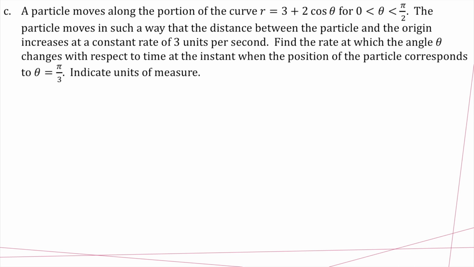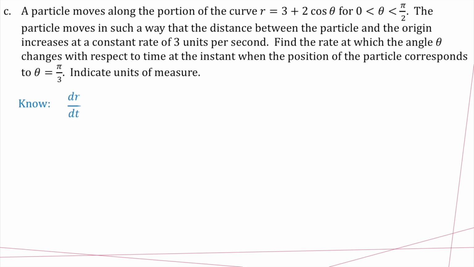Part C. A particle moves along the portion of the curve r equals 3 plus 2 cosine theta between 0 and pi over 2. The particle moves in such a way that the distance between the particle and the origin increases at a constant rate of 3 units per second. Find the rate at which the angle theta changes with respect to time. We've got some related rates here. At the instant when the position of the particle corresponds to pi over 3, and of course indicate units of measure.